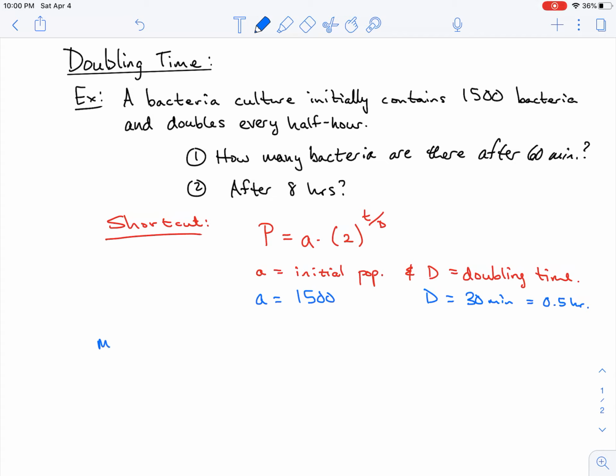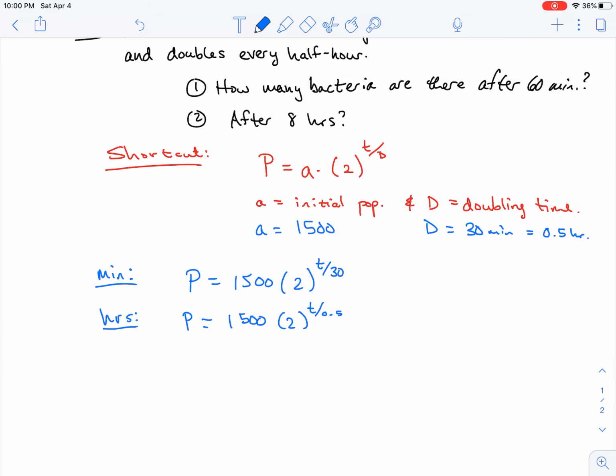So in minutes, the model would look like this. P is 1,500 times 2 to the t over 30. And in hours, the model would look like this. P is 1,500 times 2 to the t over 0.5. Doesn't matter which one you use as long as you keep units appropriate. I think that hours is cleaner in this particular problem. So I'm gonna keep this one. I think it's more elegant, I guess you could say.